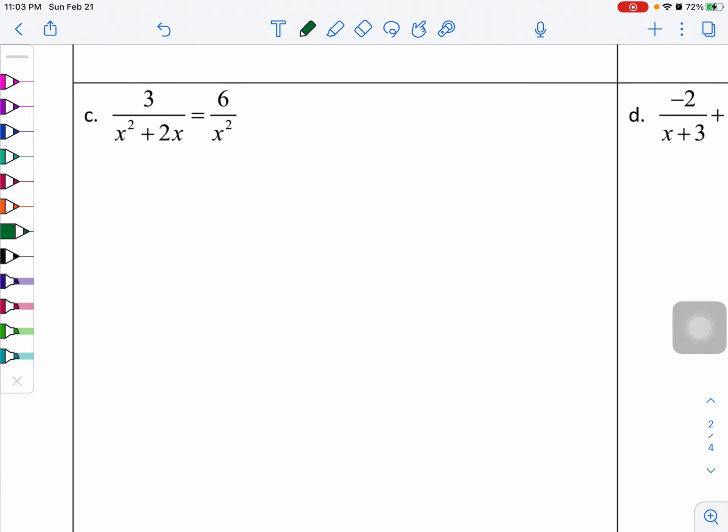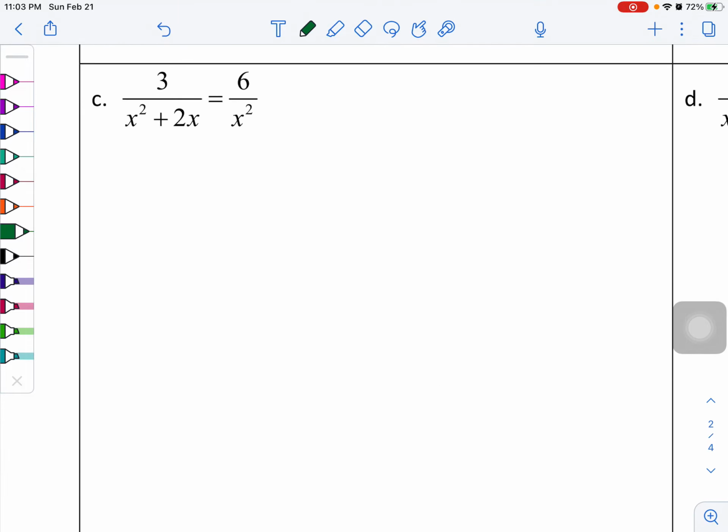All right, we're going to continue solving some rational equations here. So let's zoom in on part C. First thing I want to do with all of these is, of course, find my domain restrictions. So I'm going to set each denominator equal to 0. So x squared plus 2x equals 0 and x squared equals 0.